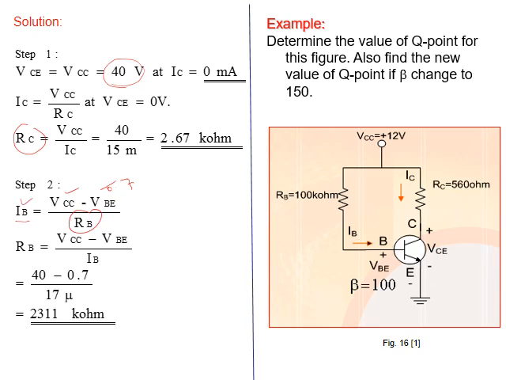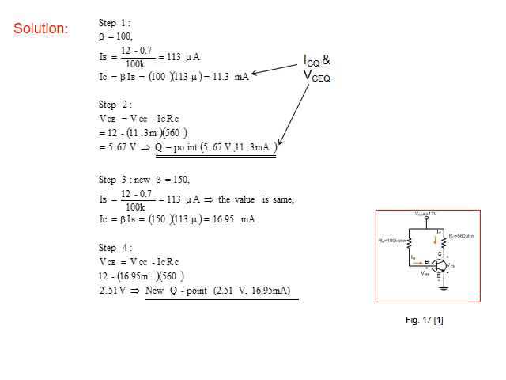Another example here. Determine the Q point for this figure. Also find the new value of the Q point if beta changes. Here beta is given as 100. What is the value when beta becomes 150? Let me take the two steps. First, when beta is 100, as usual the same procedure: IB equals VCC minus V base emitter over R base. We got it, multiply by beta, we got I collector, we multiply by RC and subtract from VCC, we got the voltage. So this is the Q point, as you can see here, and this is the voltage VCE and this is the current IC.